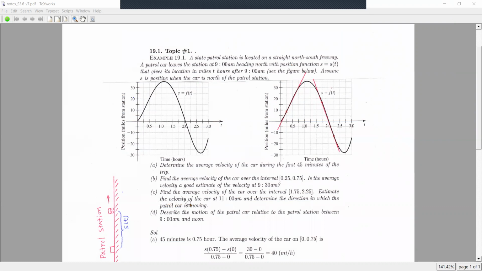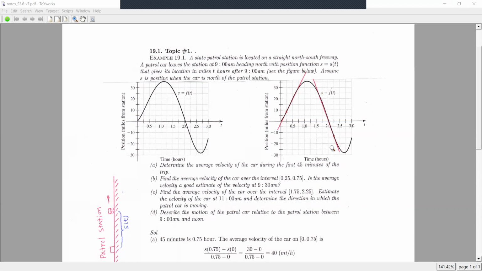The velocity here means instantaneous velocity. The velocity of the car at 11 a.m. is the slope of the tangent line to the graph at time 2. So at time 2, draw a tangent line to the graph. Because the tangent line is almost parallel to this red line, the slope of the tangent line is almost equal to the slope of this red line.